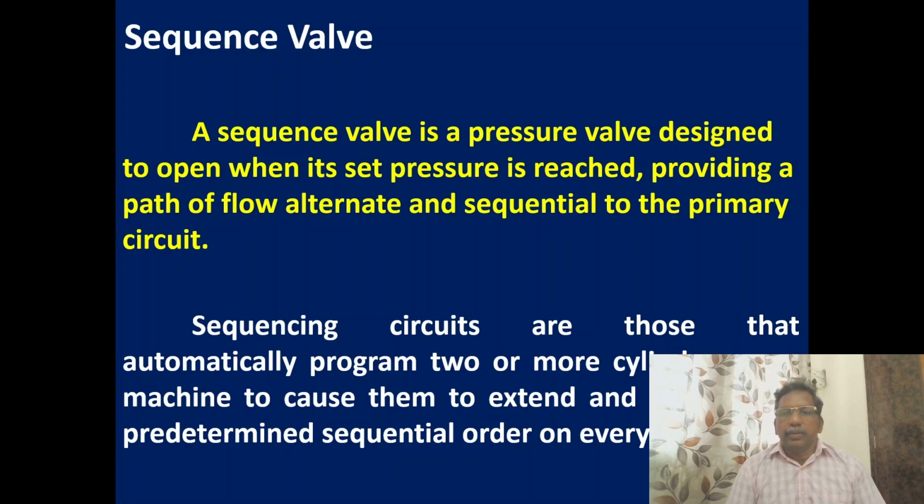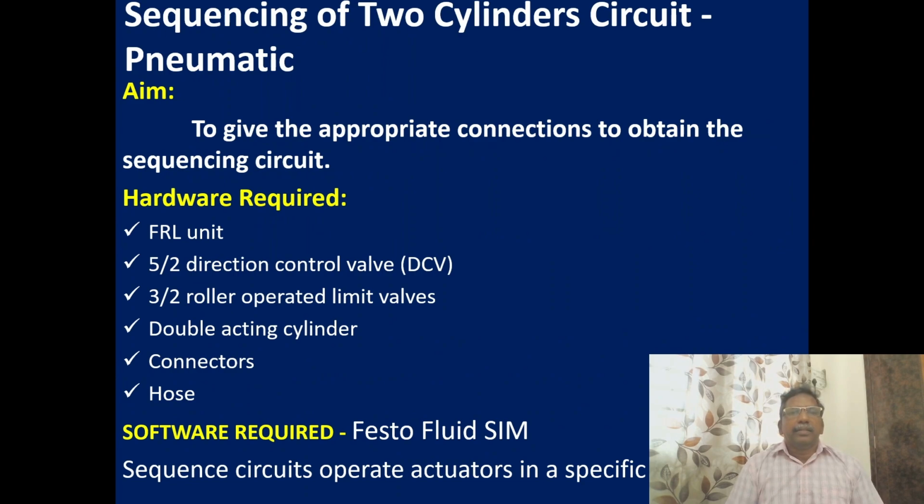The circuits are those that automatically program two or more cylinders on a machine to cause them to extend and retract in a predetermined sequential order on every cycle. So it may be extend or retract in an order, and we use this valve to proceed. What is our task? We have to design a circuit to obtain a sequential action, maybe extension or retraction. It should be in a sequence, with one or two cylinders.